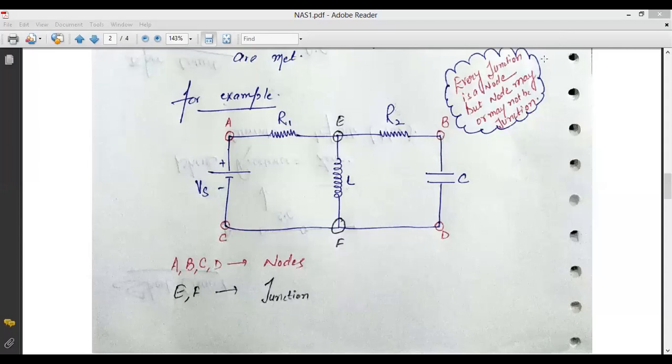But A, B, C, D को मैं junction नहीं कह सकता क्योंकि A, B, C, D एक ऐसे पॉइंट्स हैं आपके सर्किट में जहां पर सिर्फ दो ब्रांचेस आके मेट कर रही हैं. ऐसा पॉइंट जहां सिर्फ दो ब्रांचेस आके मेट करती हैं उनको हम लोग नोड बोलते हैं. लेकिन ऐसा पॉइंट जहां पर तीन ब्रांचेस आके मेट करती हैं उनको हम लोग जंक्शन बोलते हैं. सो जंक्शन को मैं नोड बोल सकता हूं, बट नोड को मैं जंक्शन बोल भी सकता हूं या नहीं भी बोल सकता हूं.